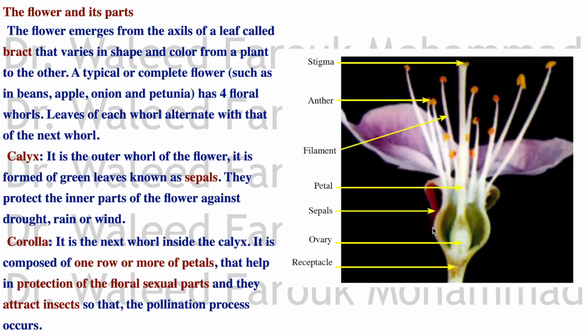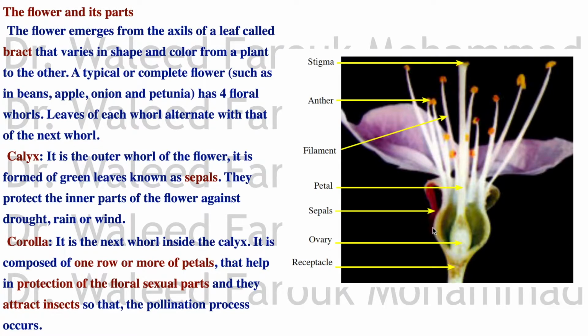The other layer is corolla, and maybe a layer or 2. It's composed of one row or more of petals. And the function of the corolla, it helps in protection of the flower's sexual parts, like the ovary, for example. Okay, and also attract insects for the pollination process to occur.